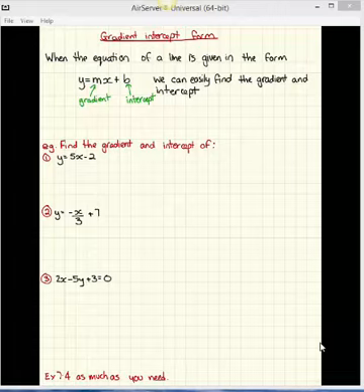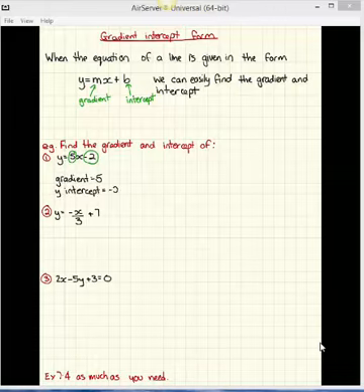So question 1, y equals 5x minus 2. They want us to find the gradient and the intercept. Well, it's pretty easy. Gradient is 5. The intercept is negative 2. Make sure you include that negative because the negative goes with the 2, and that's really important. If you do a y-intercept of 2, you've got a very, very different line.